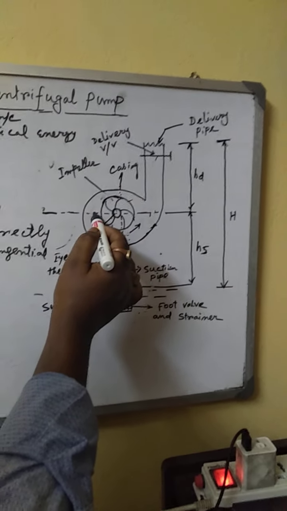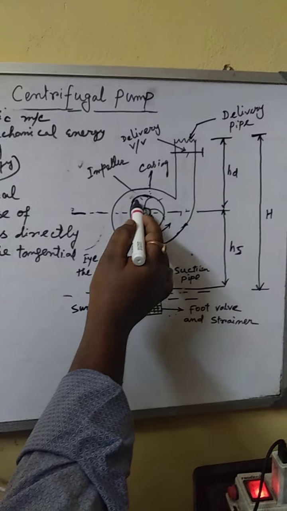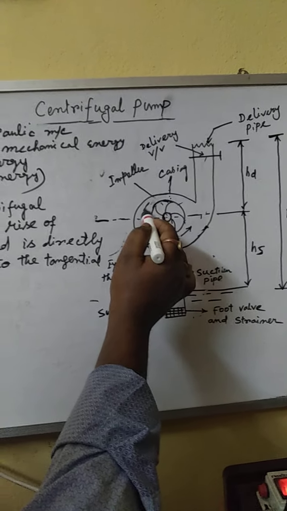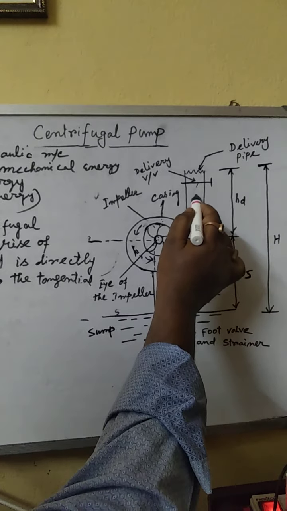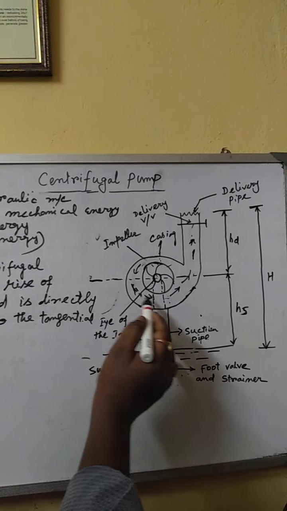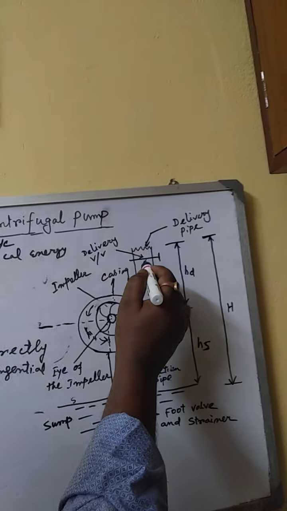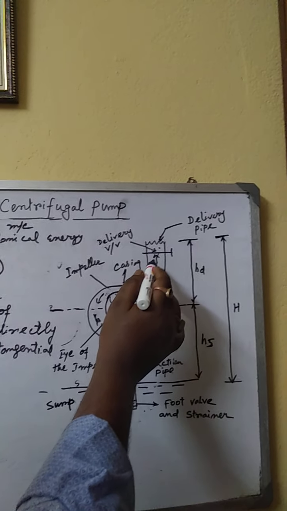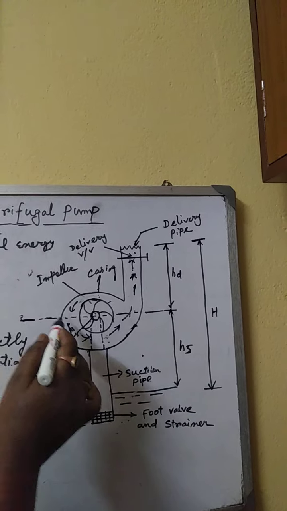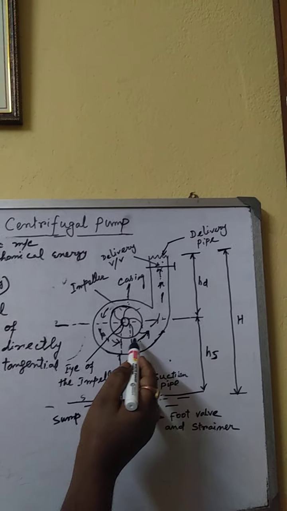Here the water will fill up in the casing with the help of the suction pipe, and with the help of the rotor the water will move. When the water moves, it develops velocity, and that velocity is known as the tangential velocity. Ultimately we get the pressure head, and that pressure head is directly proportional to the tangential velocity.